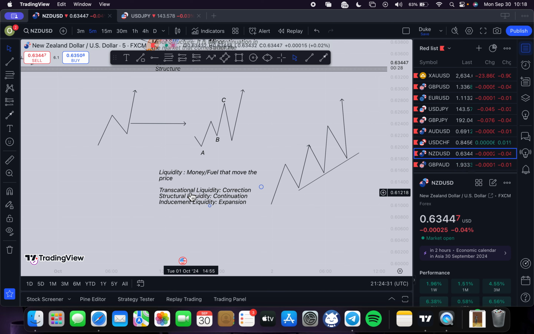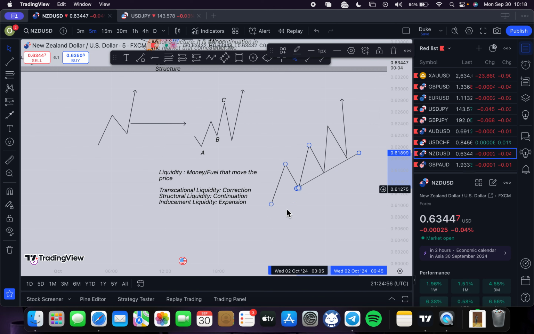Okay. Let me explain again. When we talk about transactional liquidity, we talk about the corrections that the market has to take. Remember before, as I was explaining our higher highs and higher lows, all these are resting liquidities. They are resting space here.